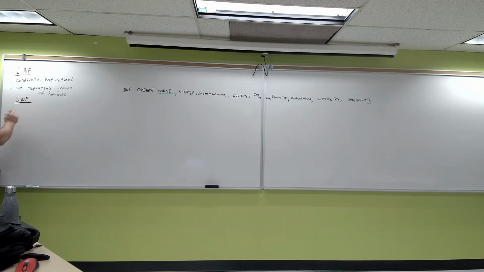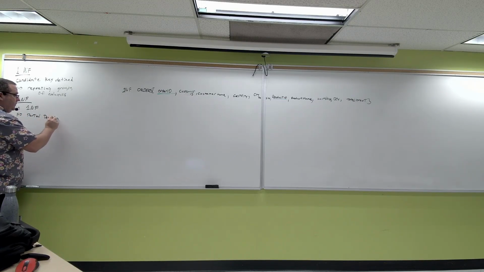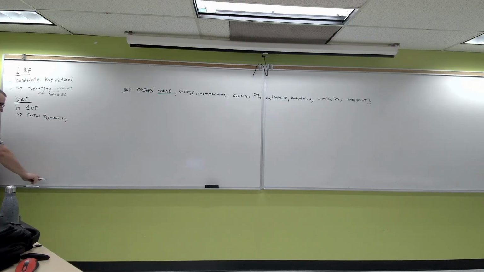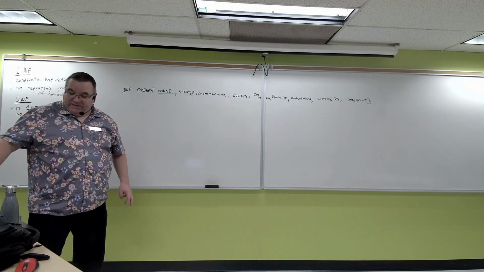2NF. It is in 1NF because you can't be in second normal form unless you're already in first normal form. That one's by default. If you've made it this far, you already got half the rules done. And no partial dependencies. Okay. So we know this one's good. Let's go look for our partial dependencies.